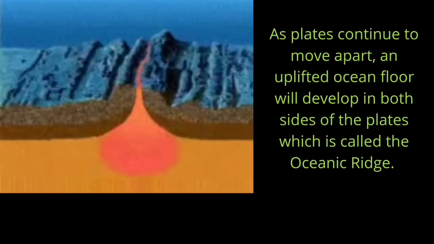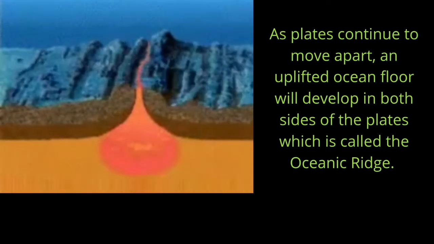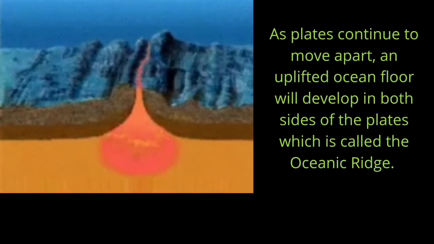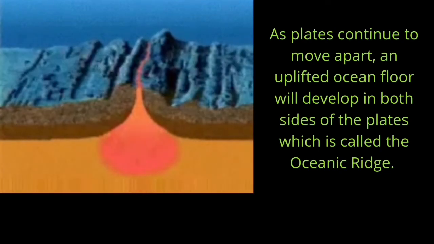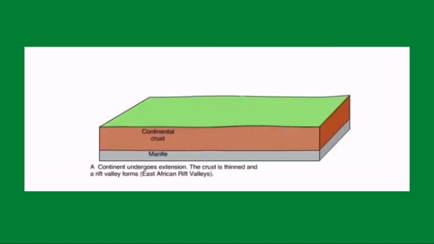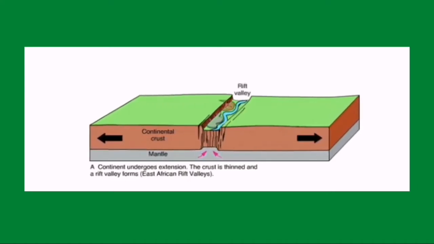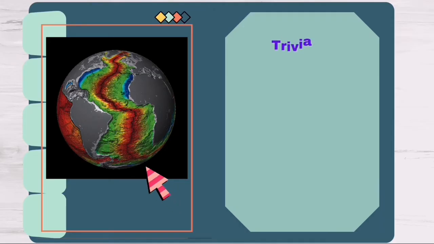As plates continue to move apart, an uplifted ocean floor will develop in both sides of the plates, which is called the oceanic ridge. Since the oceanic crust is thinner than the continental crust, the creation of a linear-shaped lowland between oceanic ridges are created, and this will become the rift valley.